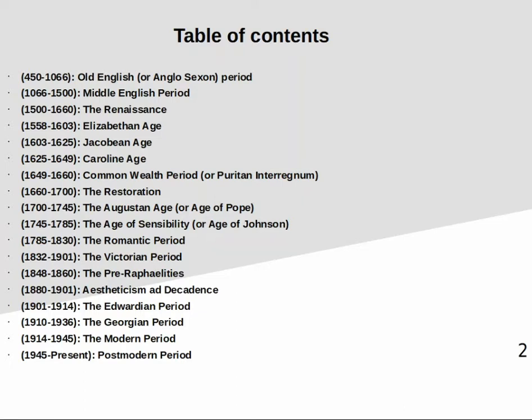The next is the Edwardian period, which starts from 1901 and ends in 1914. The next is the Georgian period, which starts from 1910 and ends in 1936. And the next one is the modern period, which starts from 1914 and ends in 1945. The postmodern period is from 1945 to the present.